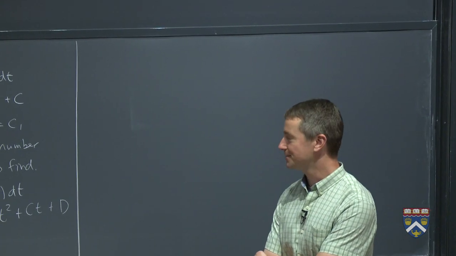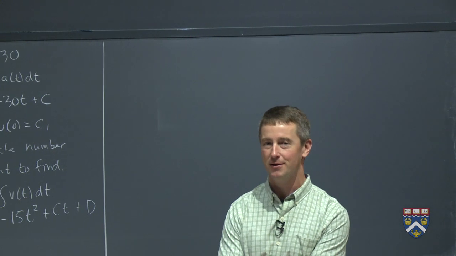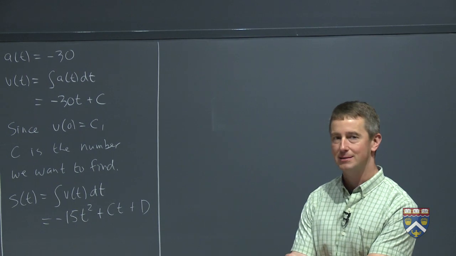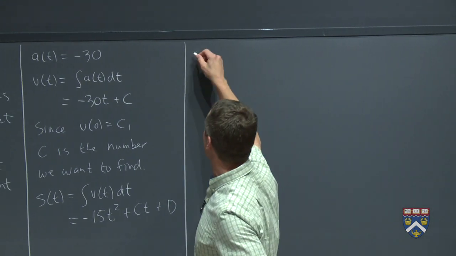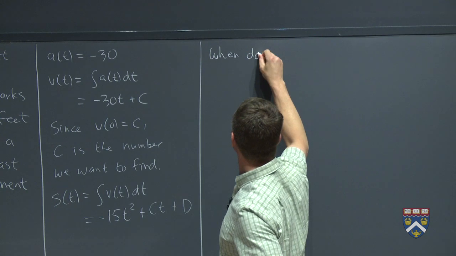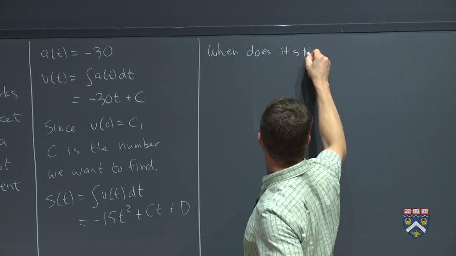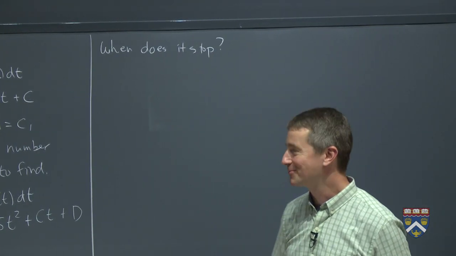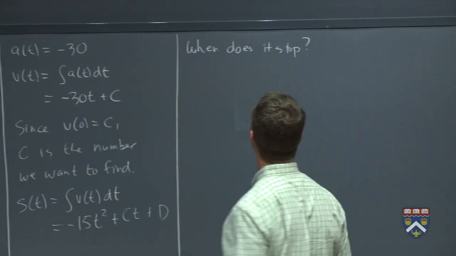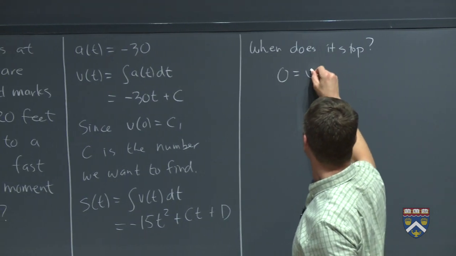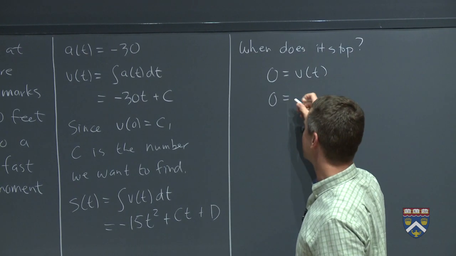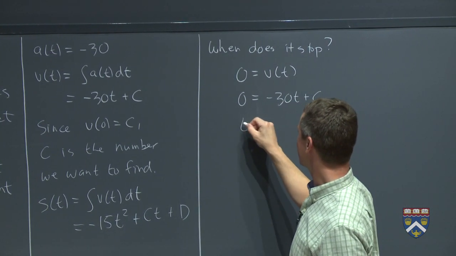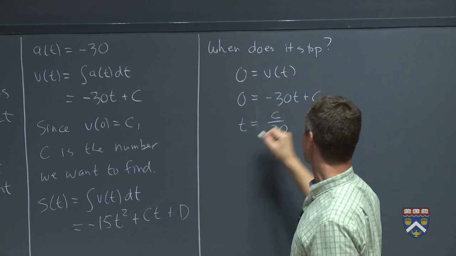Okay. Pause the recording and try to figure it out on your own. What we don't know is the time when the car stops, and that's the crucial thing to figure out next. So when does it stop? It'll stop when the velocity is 0. So we need to solve 0 equals v of t, so 0 equals negative 30t plus c. If you solve that for t, you get t equals c over 30.